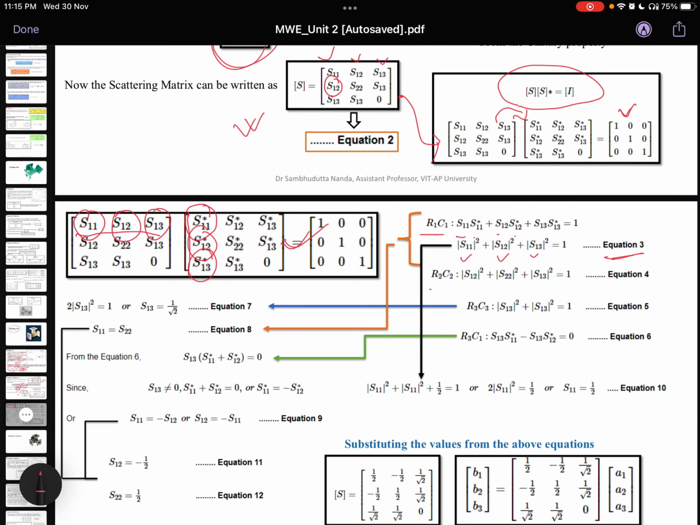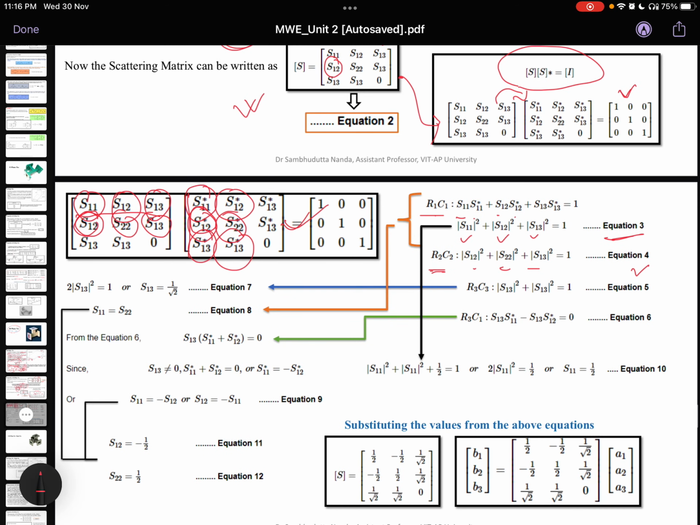Similarly, we can write row 2 into column 2 and we will get |S12|² plus |S22|² plus |S13|² equals 1. So how is it? We are multiplying row 2 and column 2: S12 into S12 conjugate, S22 into S22 conjugate, and S13 into S13 conjugate. So we get equation 4 here.